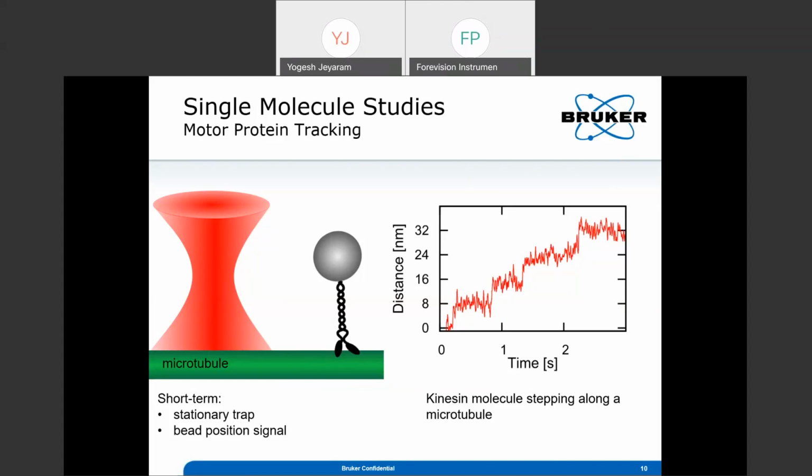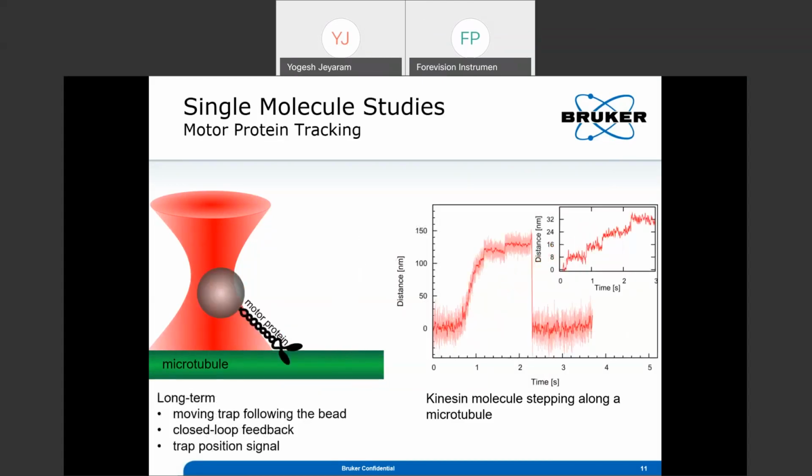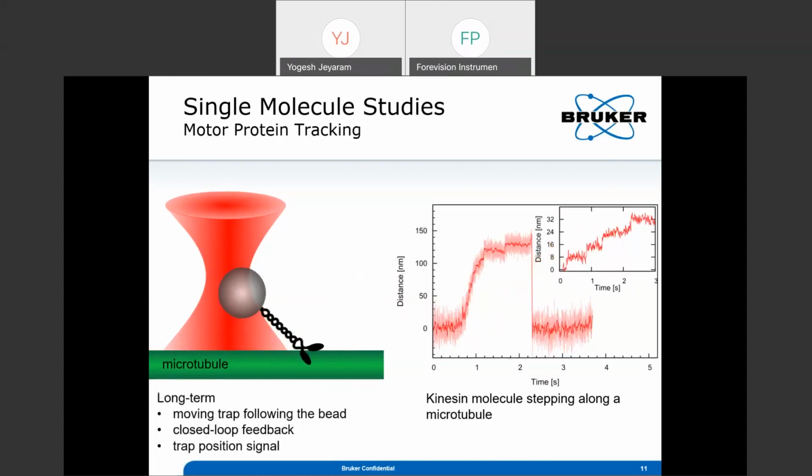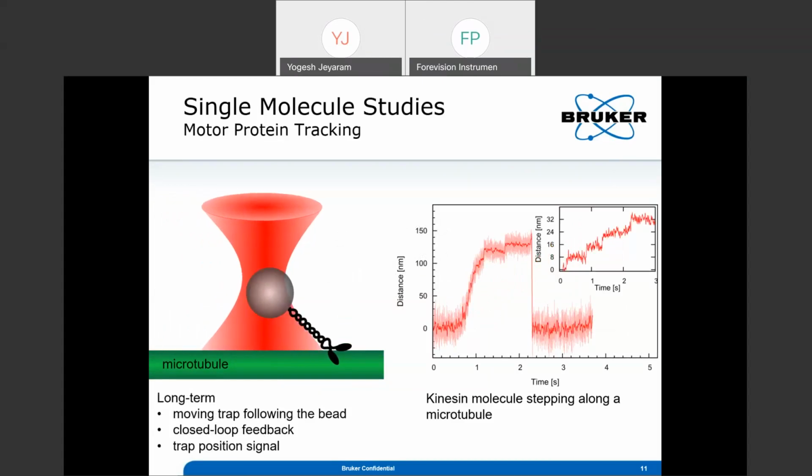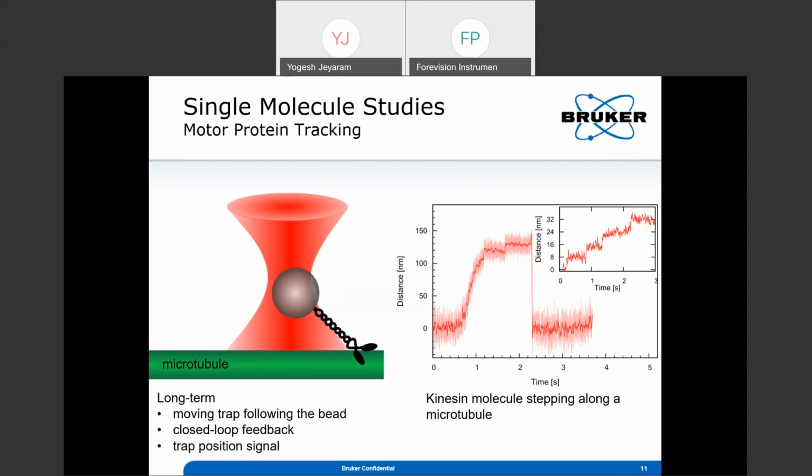Okay, so if you have the trap that's also moving along with the motor protein, then you can study these interactions for a longer time, right? So if you have a trap that has the flexibility to move and it's fast enough to track that, then you can do that. And that's where the piezo mirrors and the AODs that we talked about come into play.